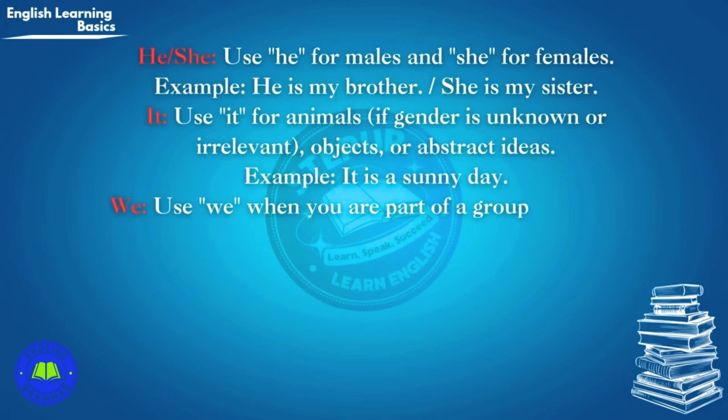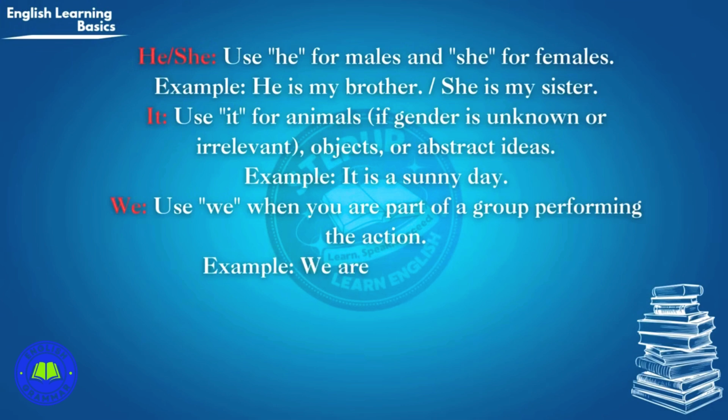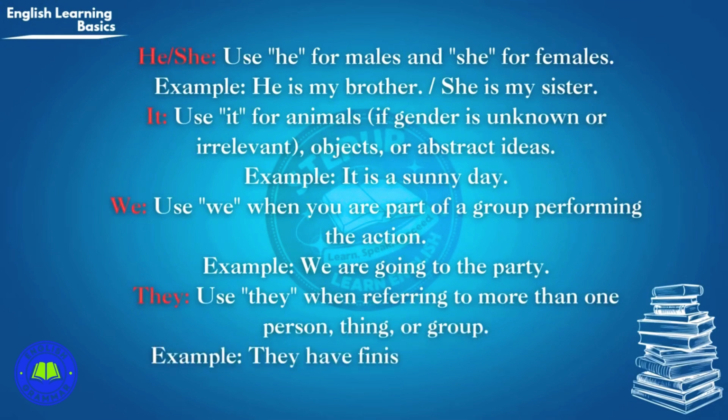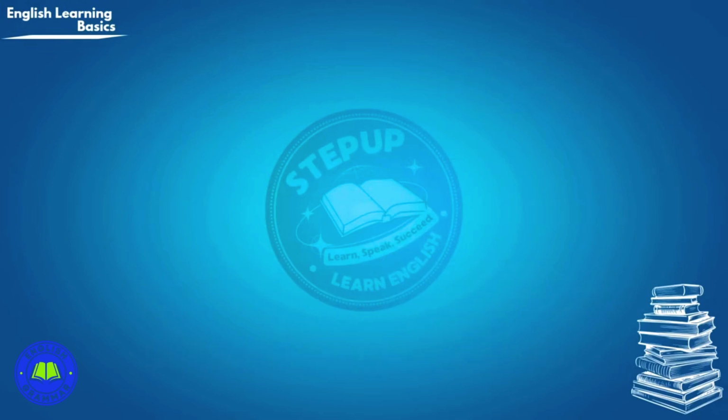We: Use we when you are part of a group performing the action. Example: We are going to the party. They: Use they when referring to more than one person, thing, or group. Example: They have finished their homework.